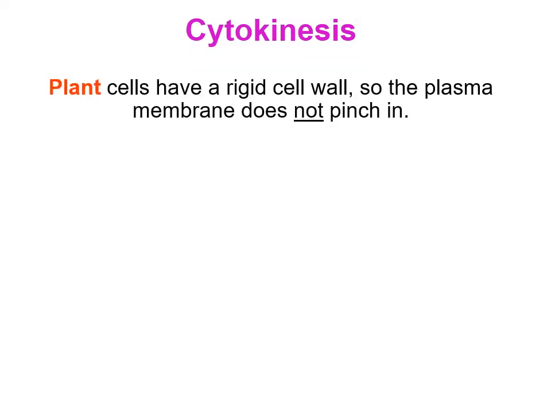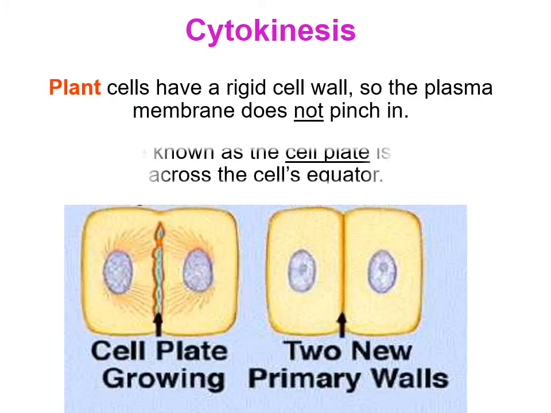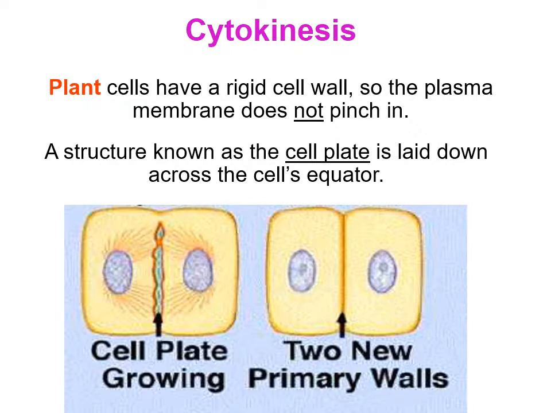So in plant cells, we have a unique structure, a cell wall. Plant cells have a rigid cell wall, so the plasma membrane isn't going to pinch. Before cytokinesis can begin, the cell plate must be laid down across the equator. Cytokinesis is complete whenever the two new primary cell walls have formed, and it's clearly two separate cells. They're going to stay side by side, though.